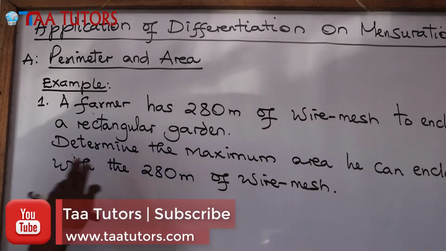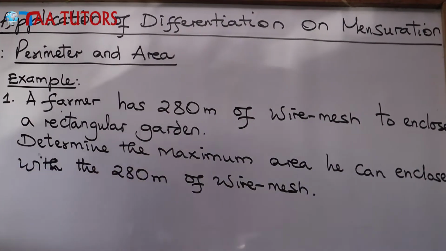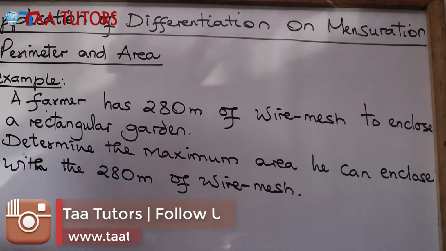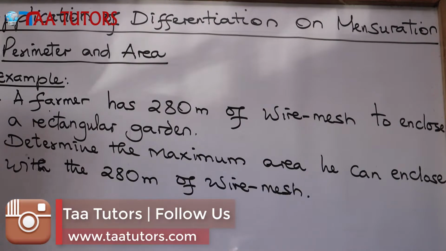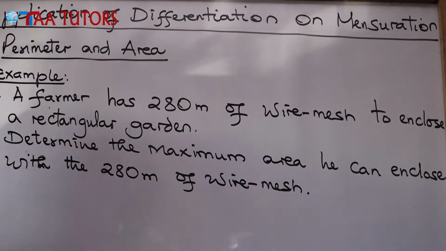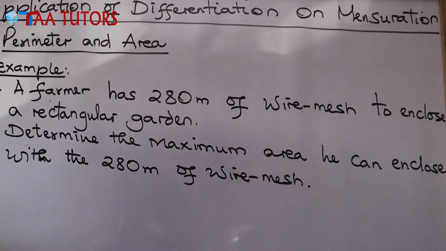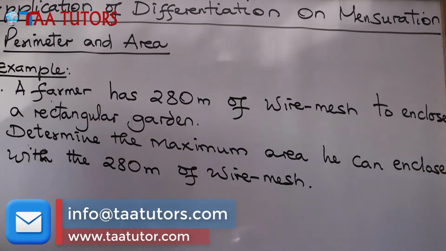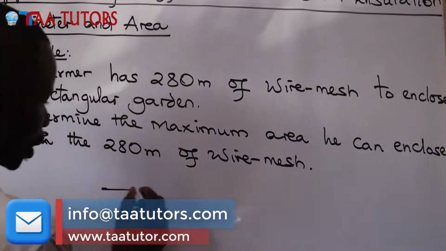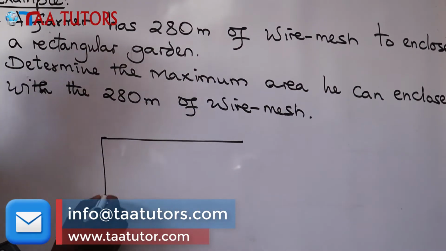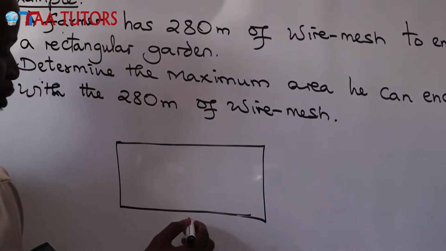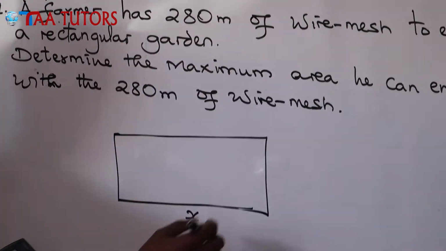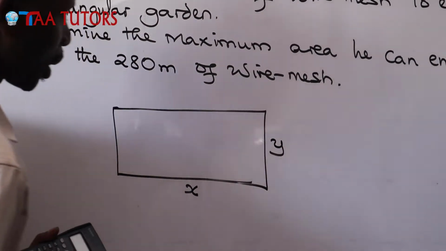Without wasting time, let's go to the first example. A farmer has 280 meters of wire mesh to enclose a rectangular garden. Determine the maximum area you can enclose with the 280 meters of wire mesh. The first thing I do is to sketch that rectangular garden. I'll say let me have length as x and width as y.